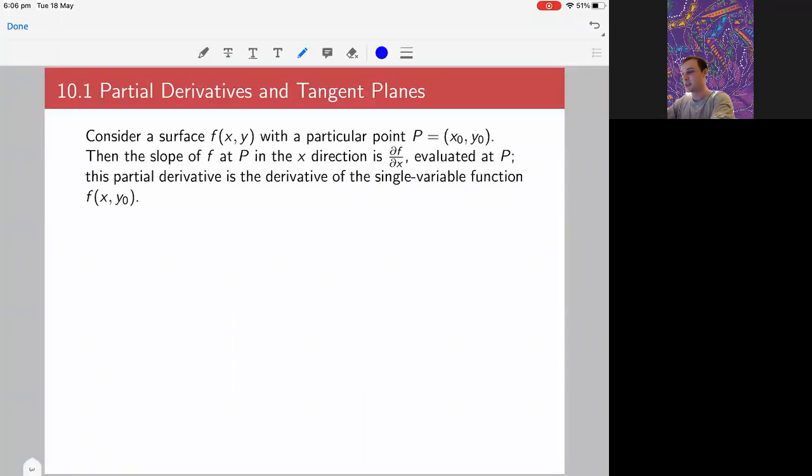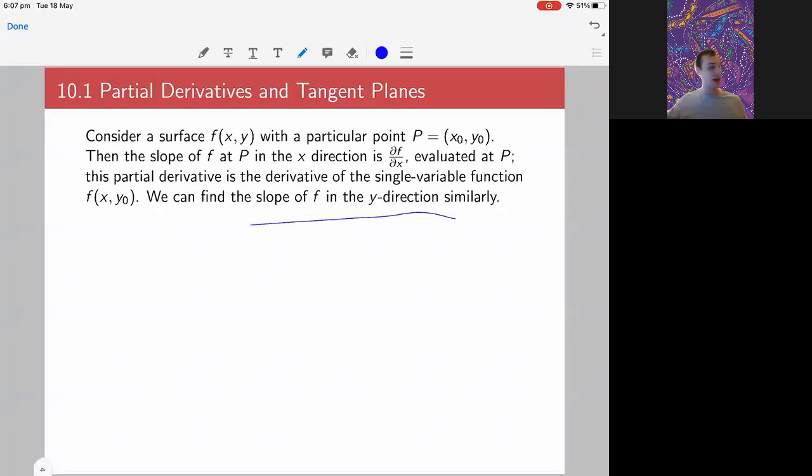So we would then say that the slope of f at p in the x direction is found by taking the partial derivative of f with respect to x. So what this means is basically you imagine that y0 is now fixed, and so you've now just got a function of x, and you do your usual derivative of x. You find the slope of that function at the point x0, and that's going to tell you the slope of the overall function in the direction of x at that particular point p. Of course, you can do the exact same thing in the y direction.